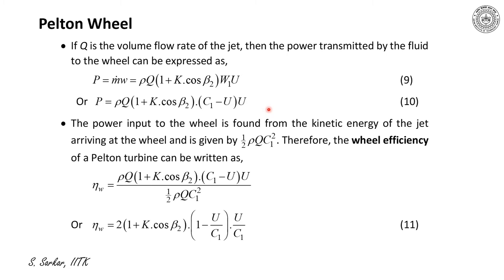which is given by equation number 10. Now power input to the wheel can be found out from the kinetic energy of the jet arriving at the wheel, which is given by half rho Q into C1 square. So therefore, the efficiency of the Pelton wheel would be equal to energy output divided by energy input, that is eta w is equal to rho Q within the bracket 1 plus K into cos beta 2, again within the bracket C1 minus U into U, divided by half rho Q into C1 square.